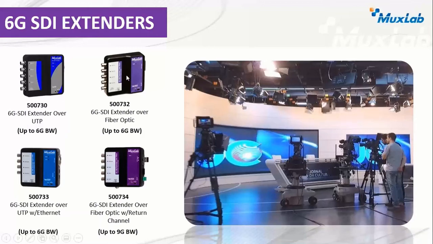Okay, this one's a little bit different. This is the fiber version of the return channel variety. This one actually supports a bandwidth of 9G. So you can actually have three 3G signals going in one direction, or four HD SDI signals, or even one 6G and a 3G, where the total is 9G going in one given direction. Okay, plus the return channel.